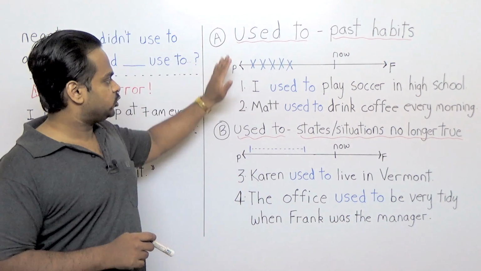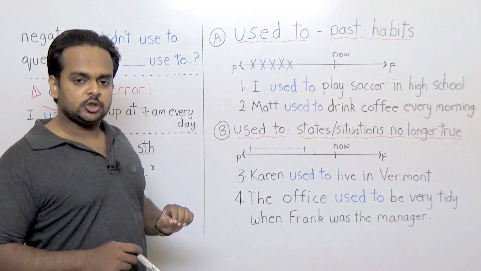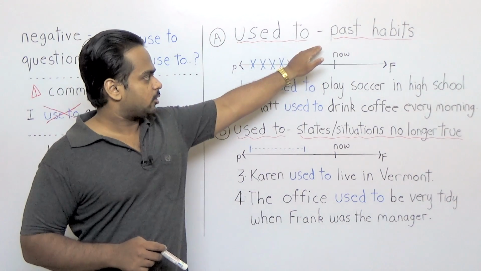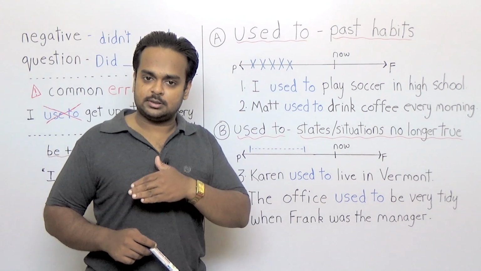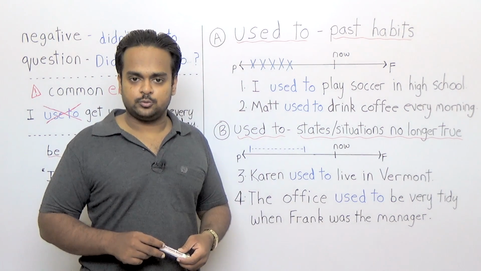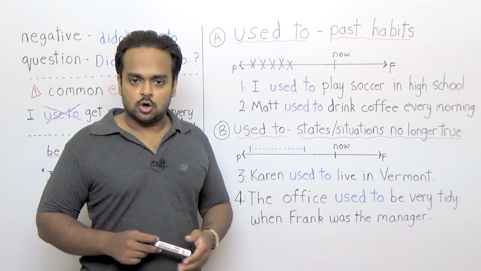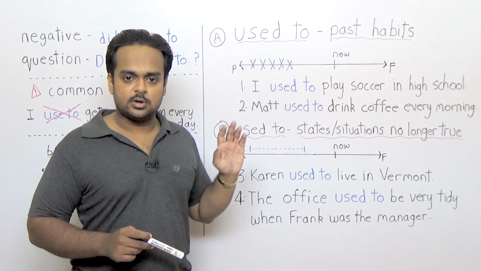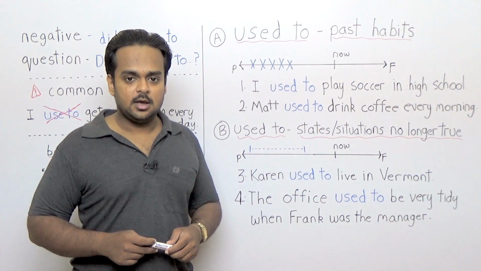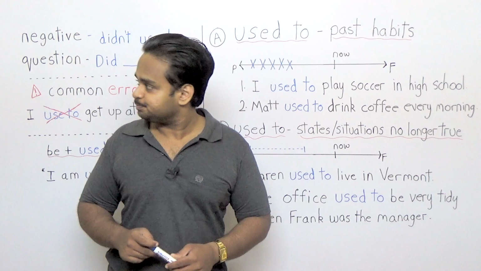All right, so now you know the two major ways that we use "used to". One is to talk about past habits, and the second is states or situations that were true in the past and that are no longer true. Okay, now let's take a quick look at how to make negative sentences and questions with "used to". This is one place where a lot of students make mistakes.